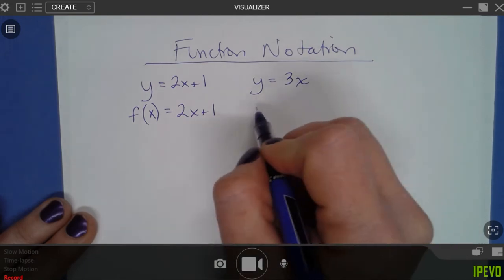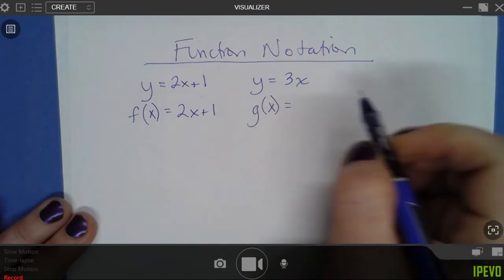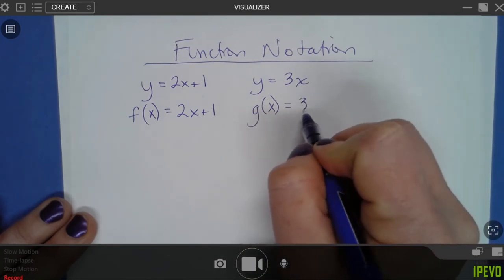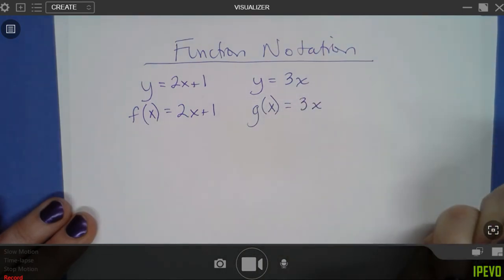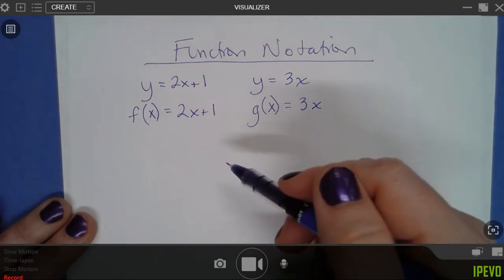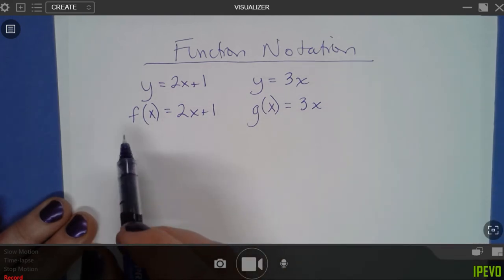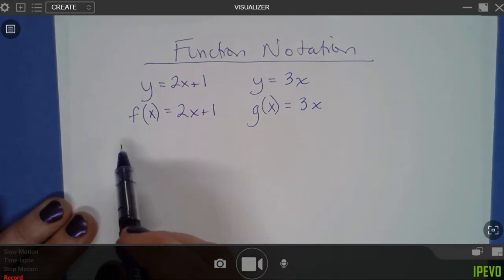And then if we had a second equation, we would call this one g of x, because guess what? G comes after f in the alphabet. And then you'll see h of x used, and usually that's as far as they go, but it can be anything.